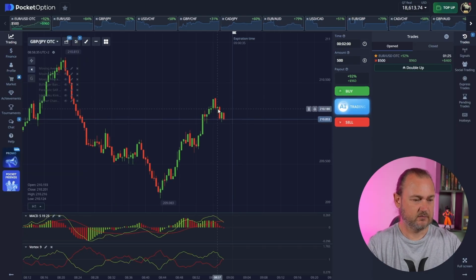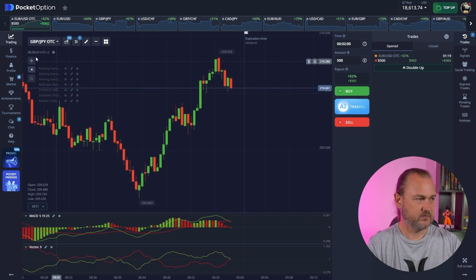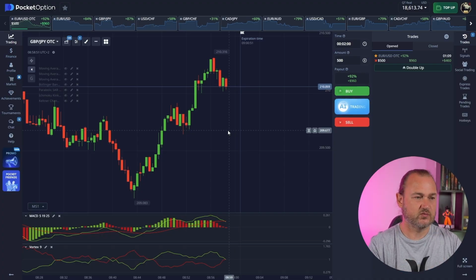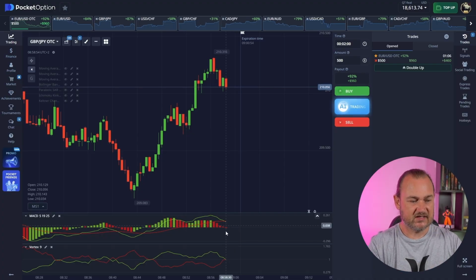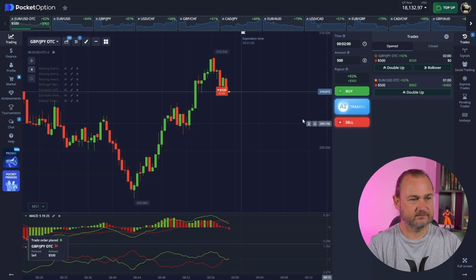Here's another asset that might give us an entry. If it does happen, it's going to be on this candle. Let's see what happens. We are going to wait for the close of the candle. The reason we do this is while this candle is open, these values can still change. The MACD and vortex values can still change. So I'm going to go with it.